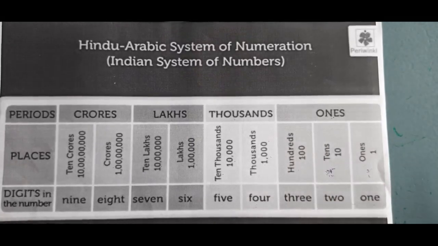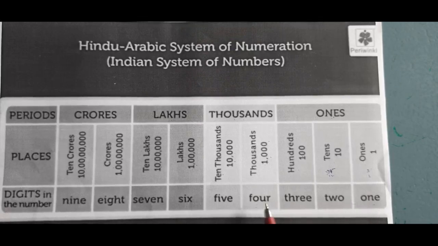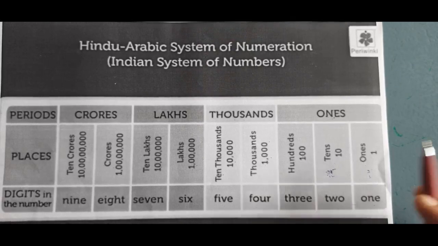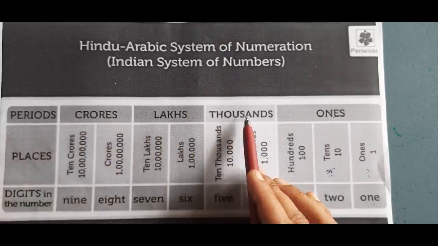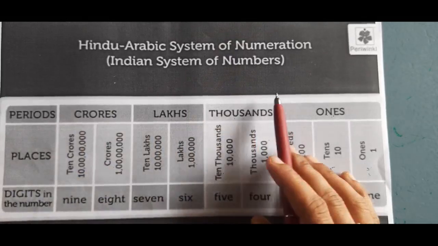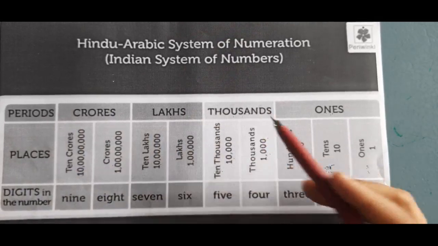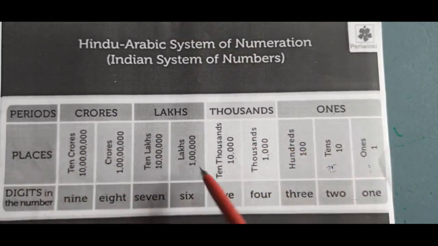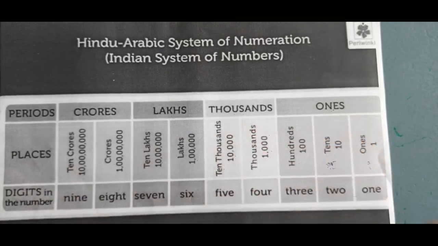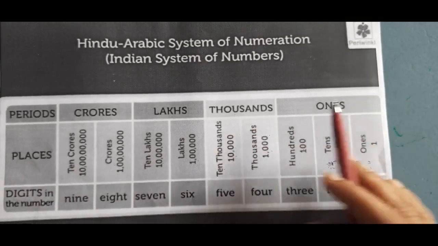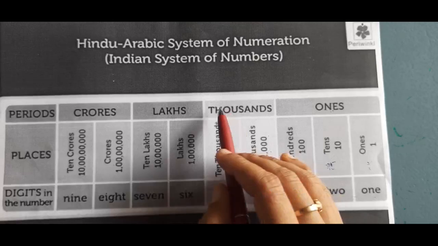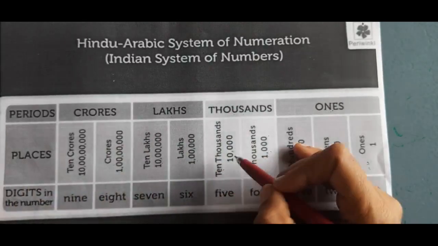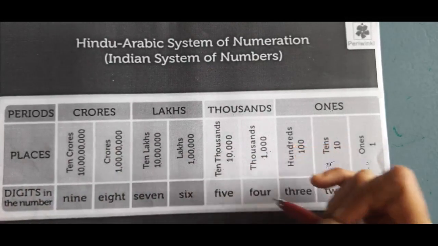Students, the 5-digit number, in which period will it come? 5-digit number: 1, 2, 3, 4, 5. Which period will it come in? Yes, it will come under the thousands period. Then what is the place value of a 5-digit number? The place value of a 5-digit number is 10,000. The 5-digit number comes in the thousands period, and its place value is 10,000.